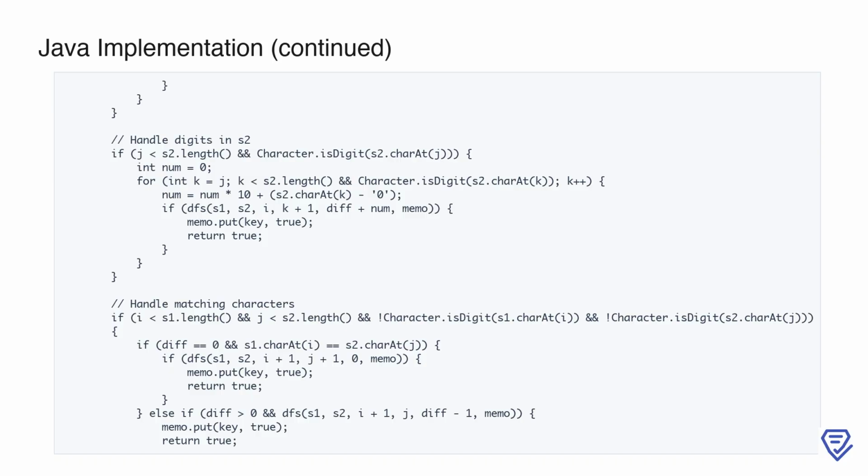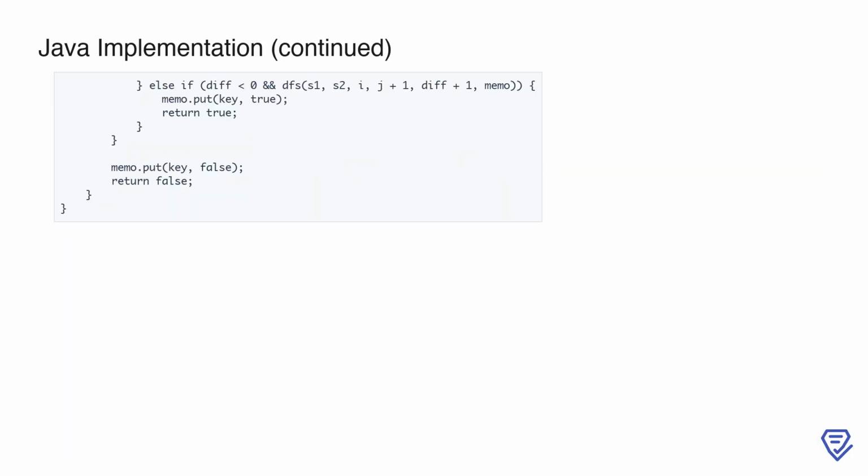Each of these checks ensures that we explore all possible alignments while adhering to the constraints dictated by the diff value. If a valid alignment is found through any of these paths, we update the memo map and return true. Finally, we handle the case where the diff is less than 0, meaning the segment from S2 is longer than the segment from S1. Here, we skip the current character in S2, increment the diff, and make a recursive call to DFS. If this path leads to a valid alignment, we mark the current state as true in the memo map and return true.